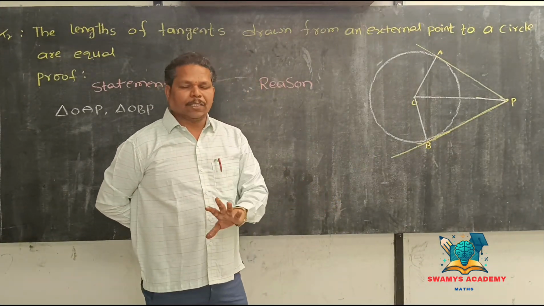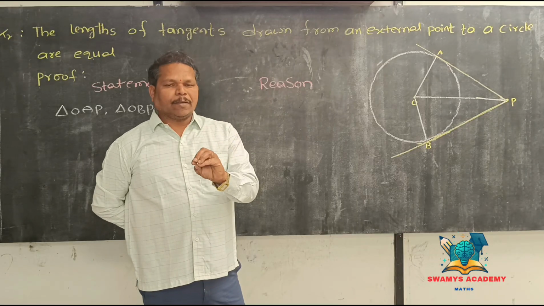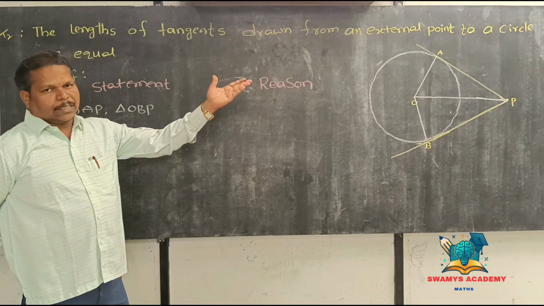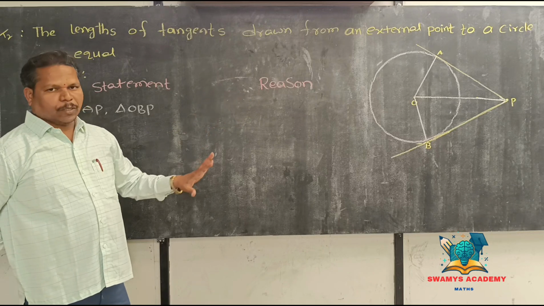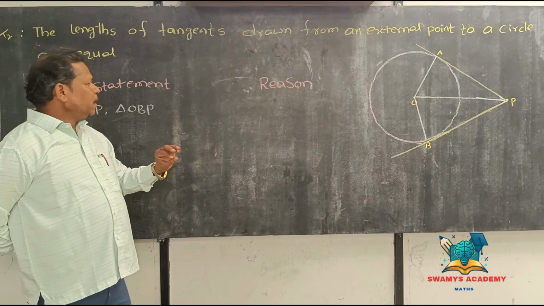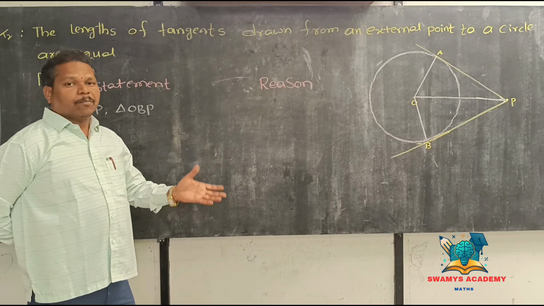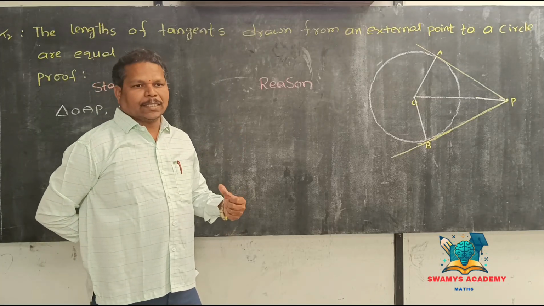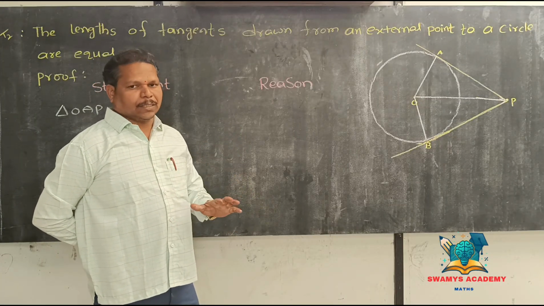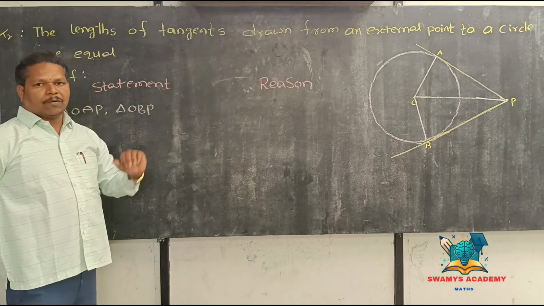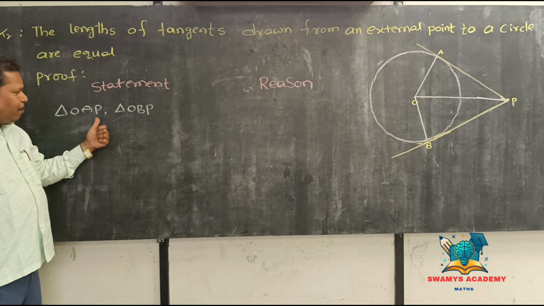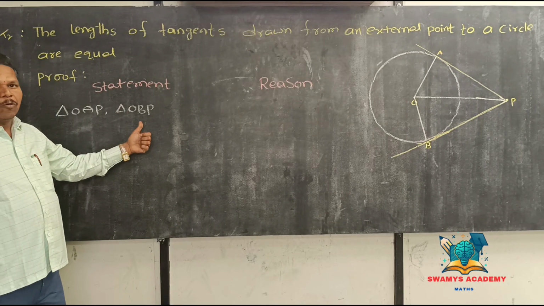What I mean by congruence is that shape and size will be the same. If shape and size are the same, then we can prove that the sides of the triangles are equal. To prove that, we need to use one of the criteria. There are multiple criteria in triangles: SAS, ASA, SSS, RHS. Whichever is suitable, we take that here. Now we took triangle OAP and another triangle OBP.